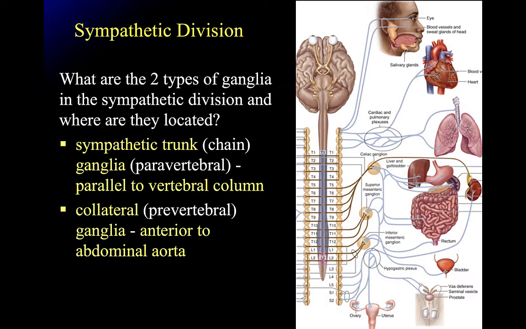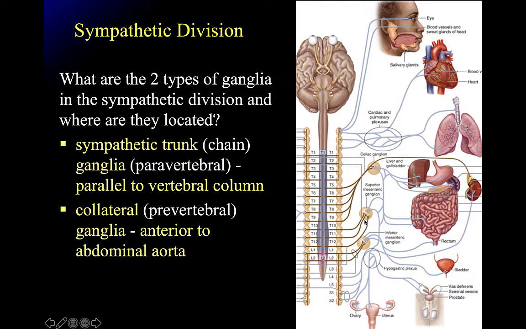So the two types of ganglia we have then are sympathetic trunk or sympathetic chain ganglia. They can also be called paravertebral, meaning they are on either side and paralleling the vertebral column. And so we just recognize those as being parallel to the vertebral column. They are, of course, immediately connected to those above and below, so we're going to include those within that.